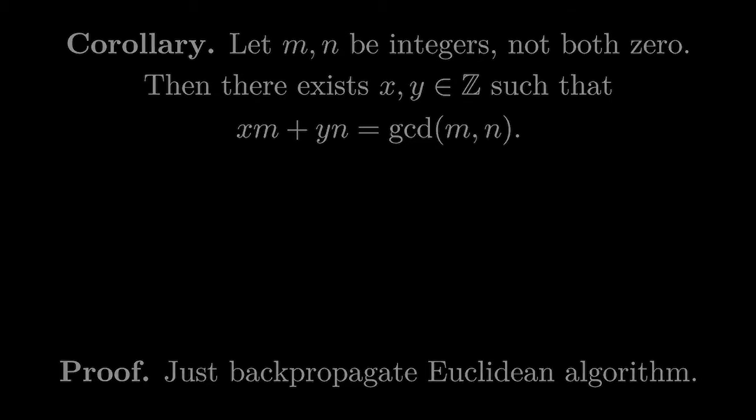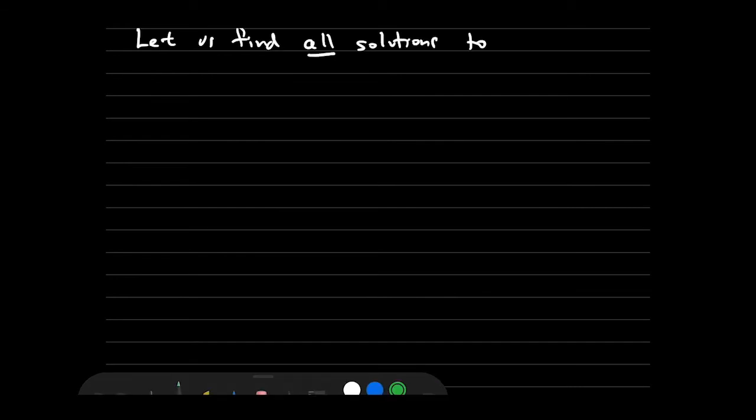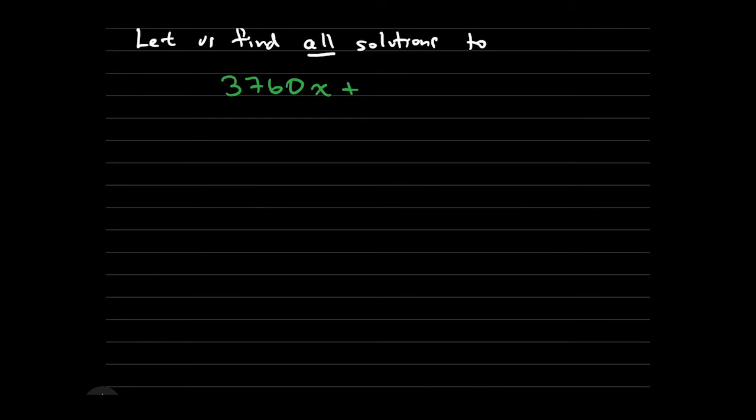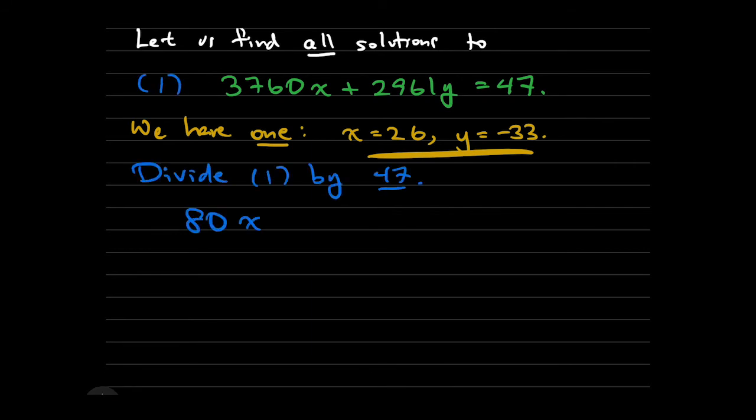Okay, but let's make this a little bit harder. We found one integer solution to this equation, 3760x plus 2961y equals 47. Can we find them all? Okay, let's first simplify our life a little bit, and notice that we can divide this whole equation by 47. And when we divide this, we get 80x plus 63y equals 1. And we have a solution, the one we wrote down earlier.